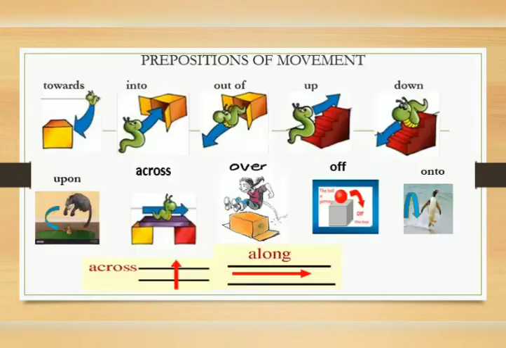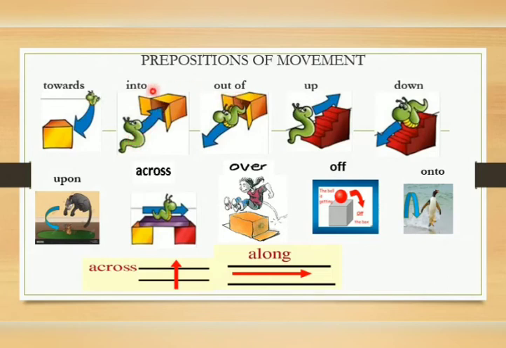Now here comes the preposition of movement. When we talk about the movement, we use these prepositions: towards, into, out of, up, down, upon, across, over, off, onto. So these prepositions, you can see here in these images, these arrows indicate that there is a movement, there is a motion. Towards we use when we talk about the direction of something. Here we can say that the snake is going towards the box. Into, the snake is going into the box.